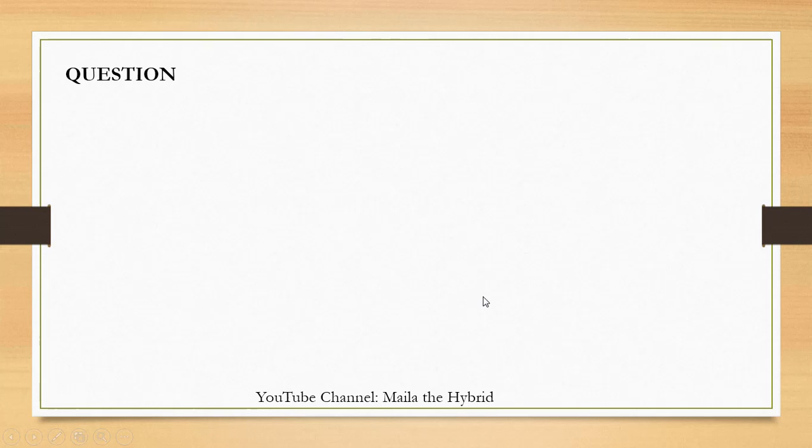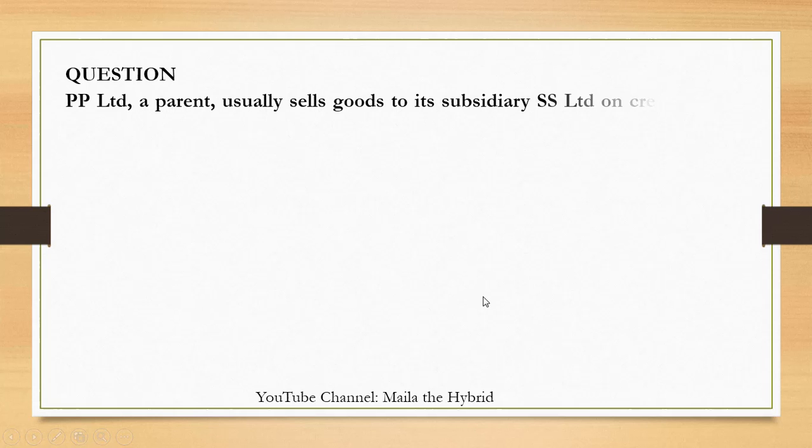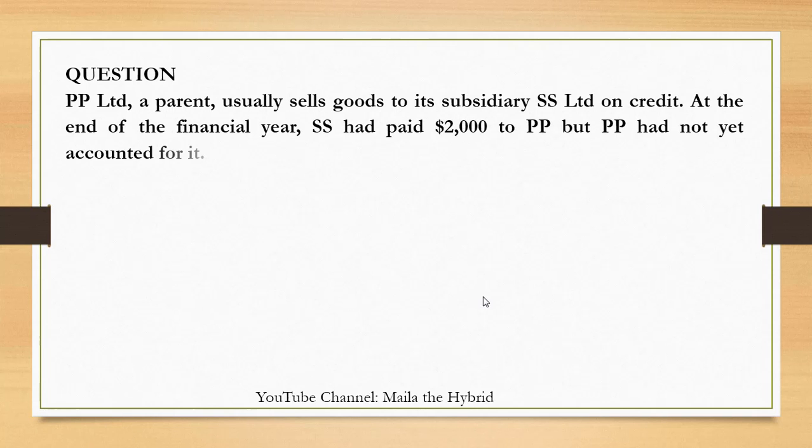Then let's look at the question and solve it. Just be patient a bit. PP Limited, a parent, usually sells goods to its subsidiary SS Limited on credit. At the end of the financial year, SS had paid $2,000 to PP, but PP had not yet accounted for it. This is what we call cash in transit.